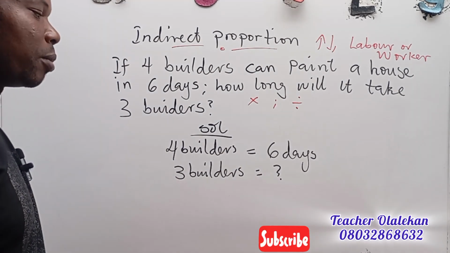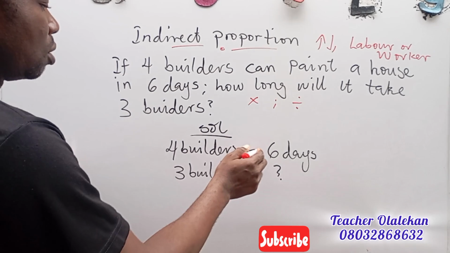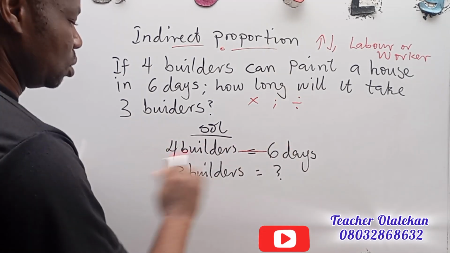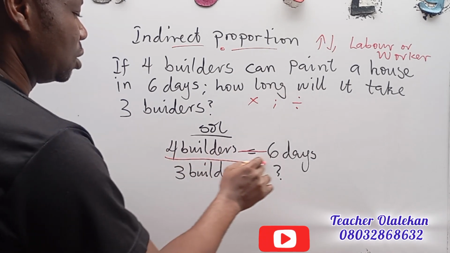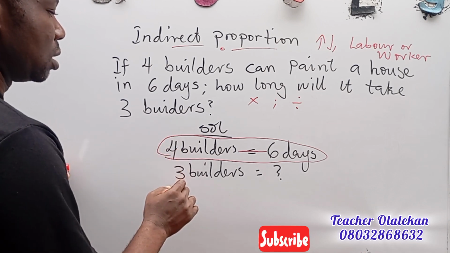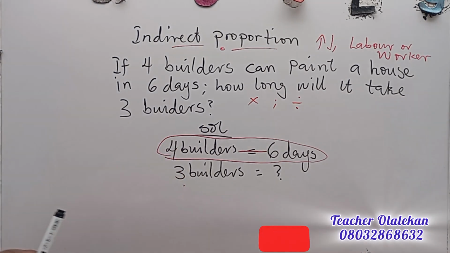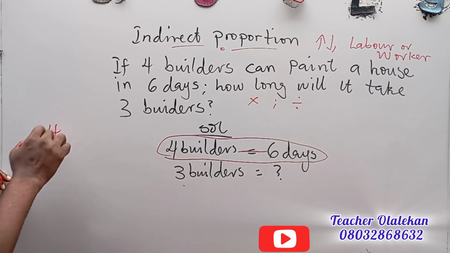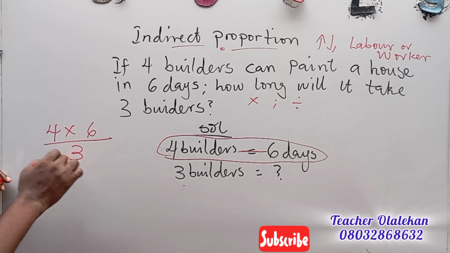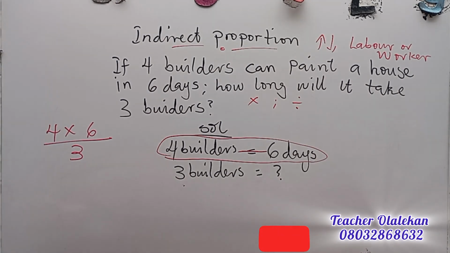Because it is indirect proportion, your relationship should go like a straight line like this. Meaning you multiply these first two, and you divide your result with this. So now let's do the math here. That is going to be 4 times 6 divided by 3.